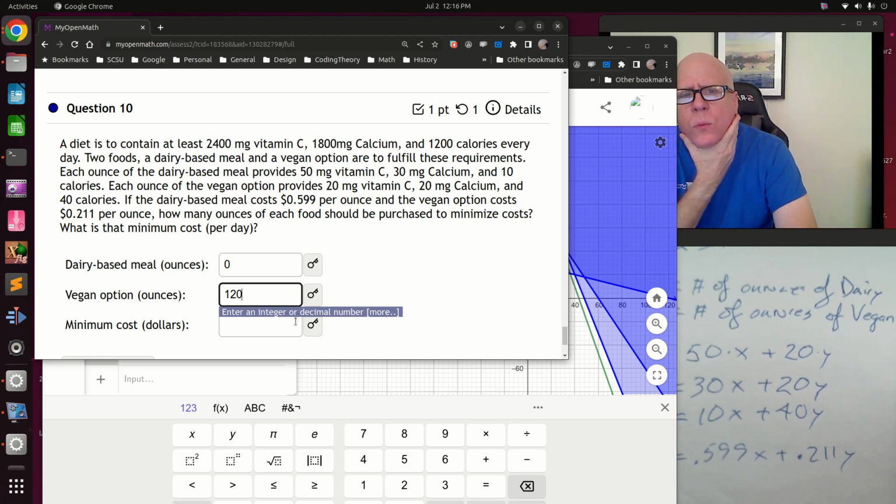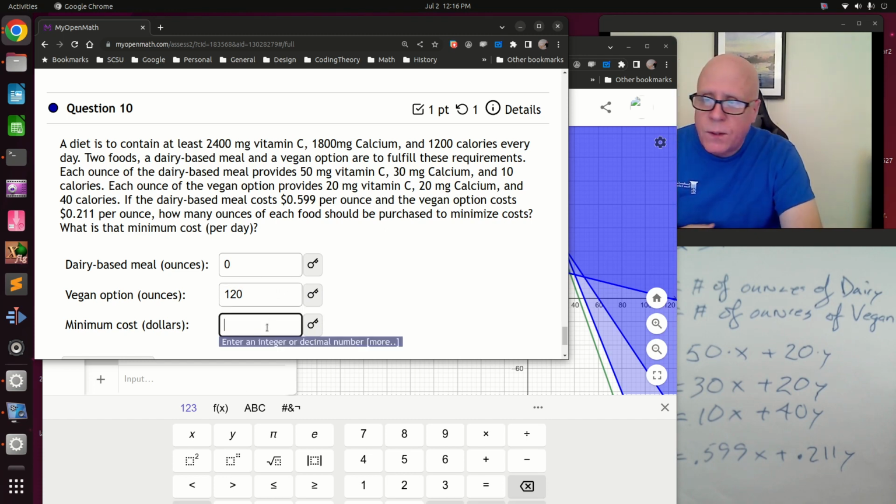That's worth commenting on too, isn't it? I think that's many pounds of food. That's like a lot of food. Anyway, it is what it is.